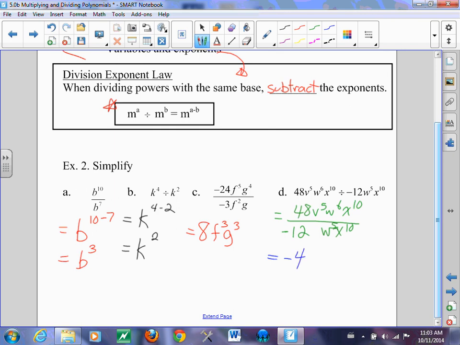Okay, v to the fifth divided by nothing because there's no v there, so that stays at v to the fifth. W to the sixth, subtract 5, which is just w to the power of 1. And watch this. X to the 10th and x to the 10th, they cancel out because they're 1 each, so they will cancel out. Okay, if you're not sure about that, folks, x to the 10th divided by x to the 10th equals division law, which is x to the 10 subtract 10, which equals x to the power of 0.